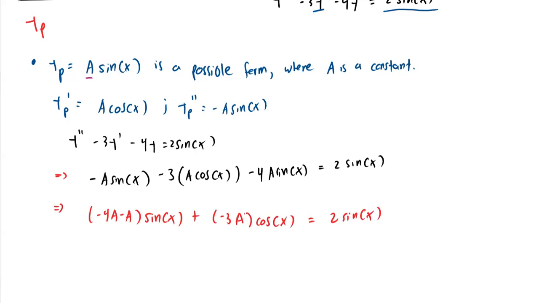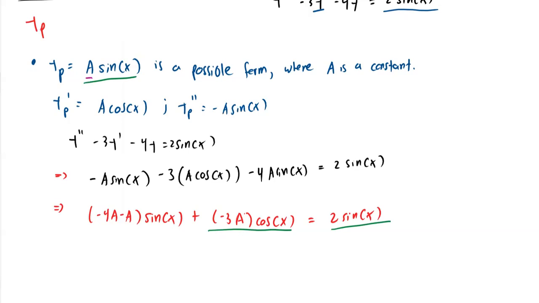Now, hopefully you can see that there is a problem here. We have a cosine on the left-hand side, but there is no cosine on the right-hand side. The only way we can get rid of this cosine on the left-hand side is if a is 0. Just looking at the expression, that's the only way cosine disappears. But if a is 0, the original function is just 0, because the original choice for y sub p is a times sine of x. And that's a problem, right? We don't want to guess 0, because we know 0 is not going to be a solution, right? Because this is non-homogeneous. So we're kind of stuck.